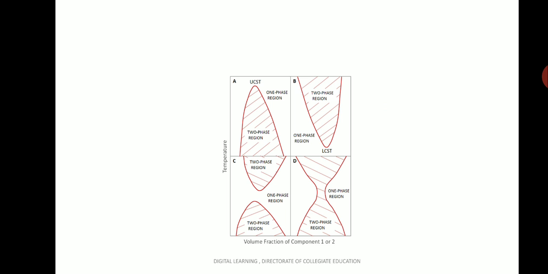Here you have a figure showing all these three systems. Part A of this figure shows UCST. So above UCST, we have a single phase existing. Part B shows a system with LCST. So below this temperature, we have only one phase existing. Part C shows both UCST and LCST. So above UCST and below LCST, we have only one phase region, and part D of this figure shows a system which has neither LCST nor UCST. We have the example of the diethyl ether and water system for a mixture which has neither LCST nor UCST.